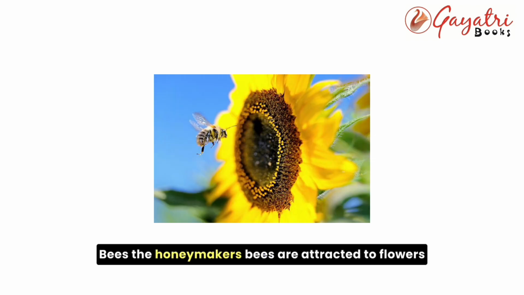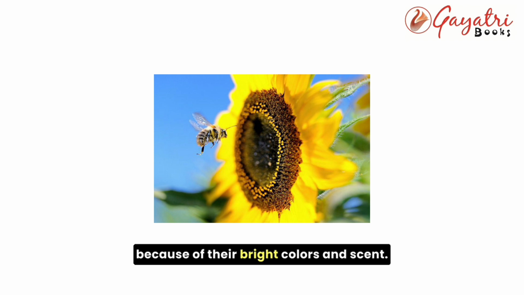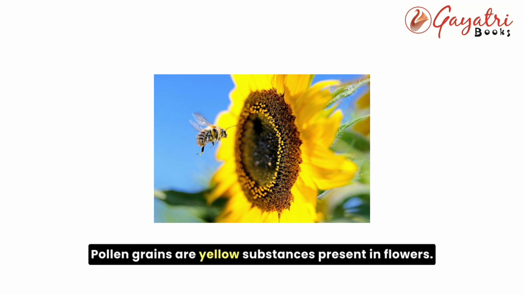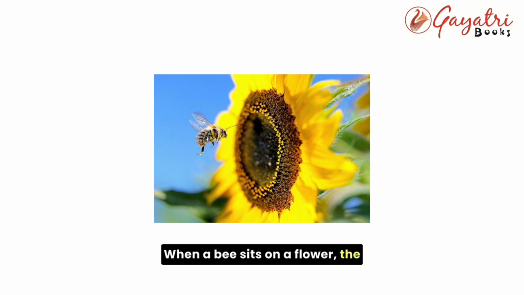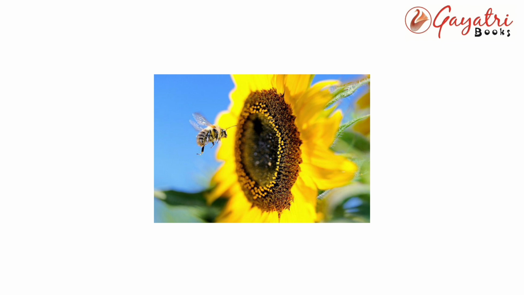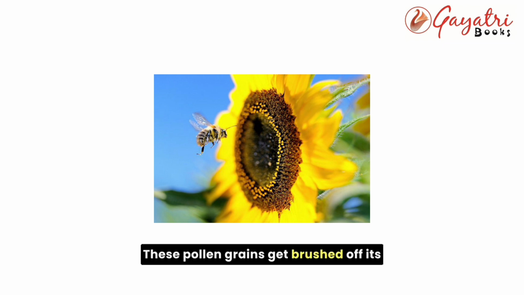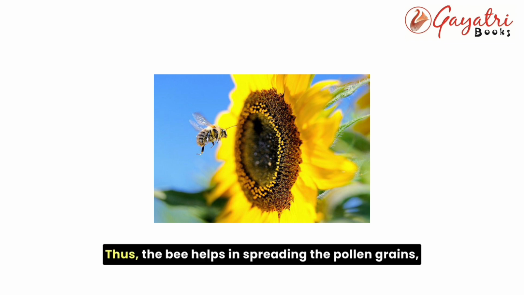Bees, the honey makers. Bees are attracted to flowers because of their bright colors and scent. Pollen grains are yellow substances present in flowers. When a bee sits on a flower, the pollen grains stick to the bee's body. These pollen grains get brushed off its body when it sits on another flower. Thus, the bee helps in spreading the pollen grains, also called pollination.